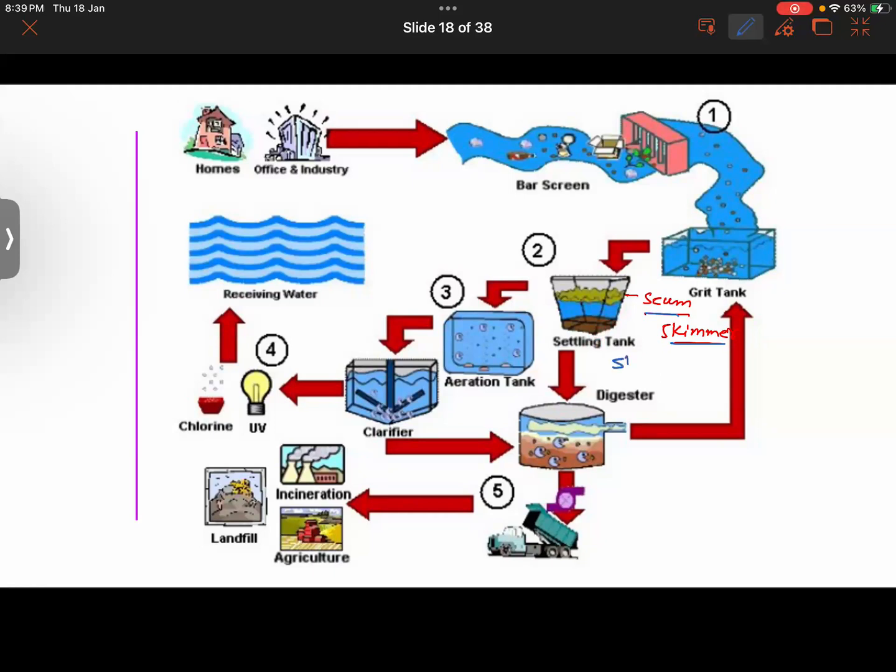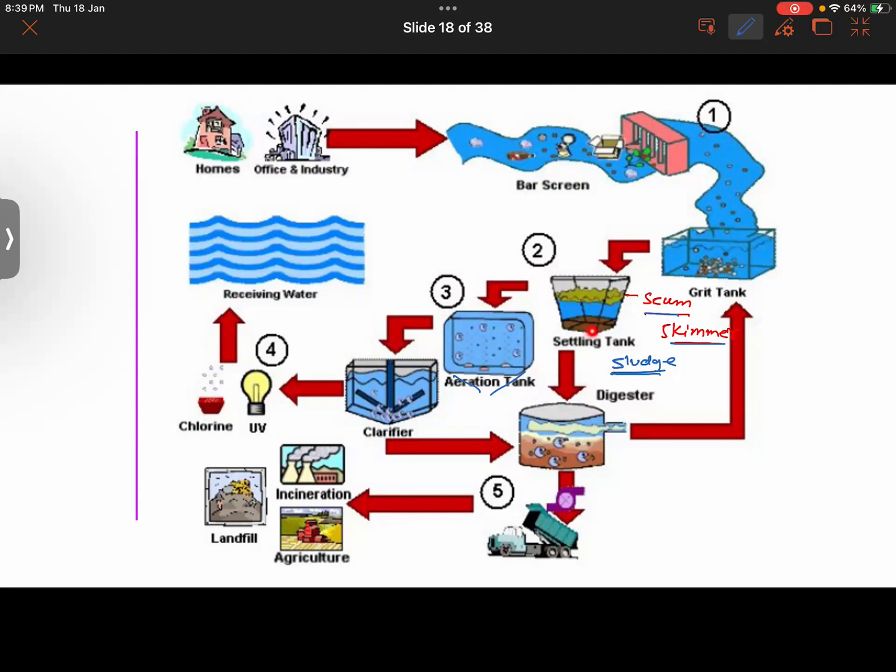Remember, sludge is sludge. So sludge was taken out from here, and then further it went to another tank where aerobic bacteria were decomposing the waste in it further. And finally, from this aeration tank also, activated sludge was taken into this digester again.